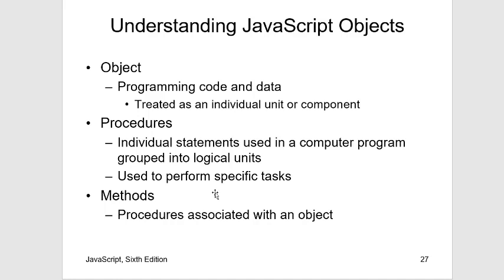JavaScript is an object-based scripting language. That means that it does not run all by itself. It needs to run through HTML. It's a scripting language, but it's object-based, meaning that it is built of programming code that is treated as a component, and those objects have properties and methods. Procedures and methods are things that it can do. We'll explore that a little bit further.